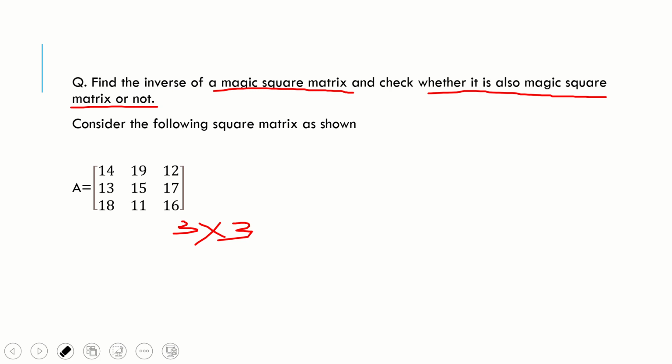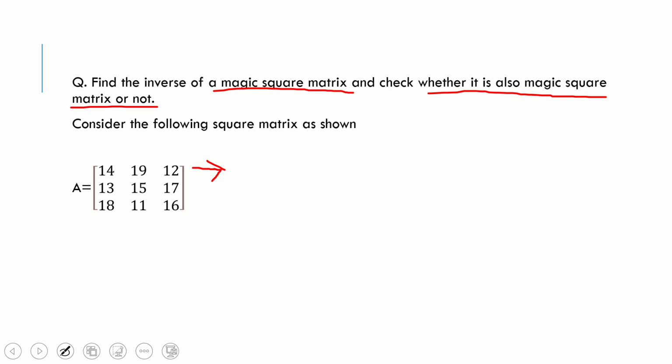Now how will this square matrix become a magic square matrix? We have to check the conditions of the magic square. The first condition is that every number should be different. You see, every element in this matrix is a different number. No number is repeated here. So this is the first point.